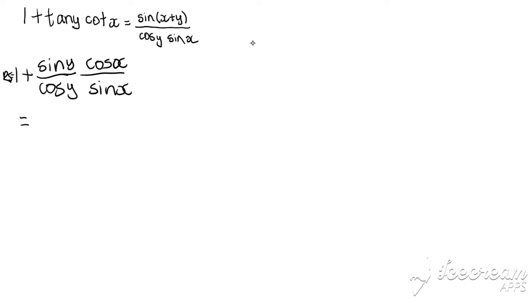So once we've done that, we can now multiply these two equations together, and with that we get sine y times cosine x over cosine y times sine x.